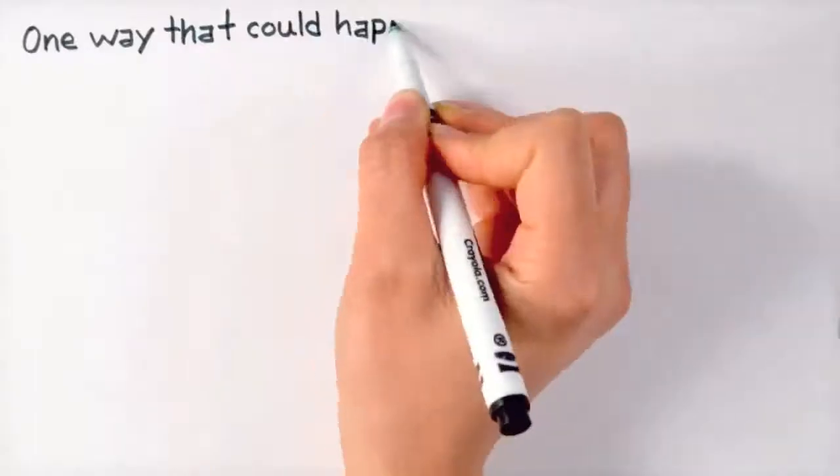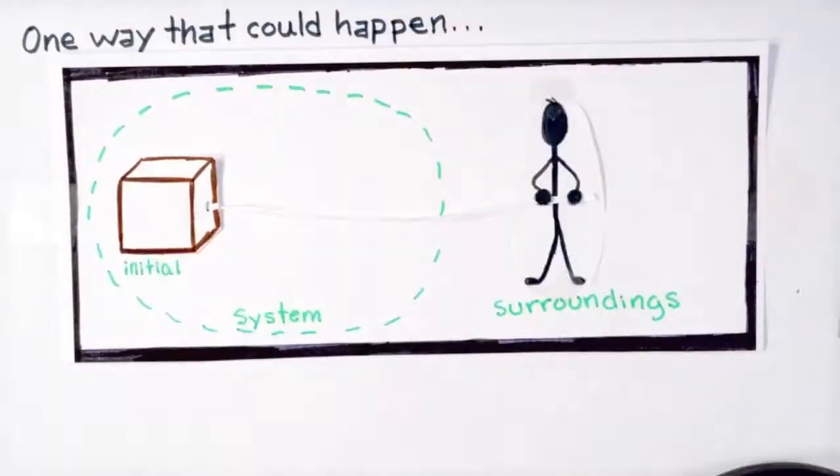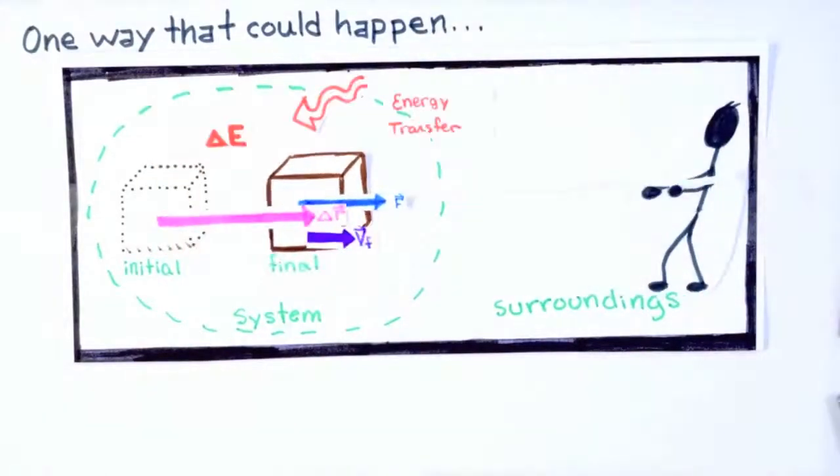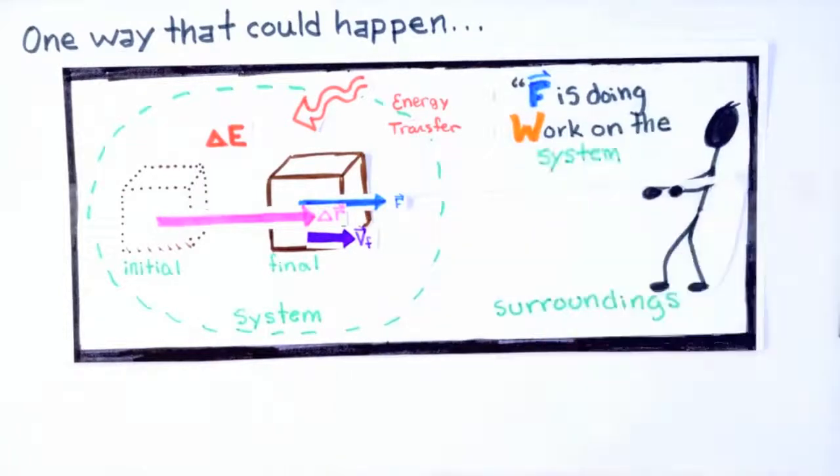Well, one way that could happen is if someone or something gave the system a push or a pull. We're imagining here for the moment that this pull, this force we call F, is the only force acting on the box. We say that the force F is doing work W on the system. Moreover, since it's reasonable to expect that the larger the force, the more energy would be transferred, then we would expect that the work would depend on the magnitude of the force.